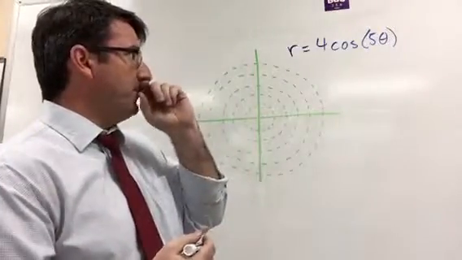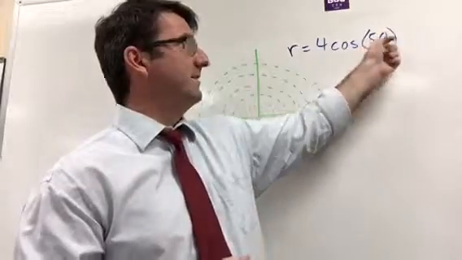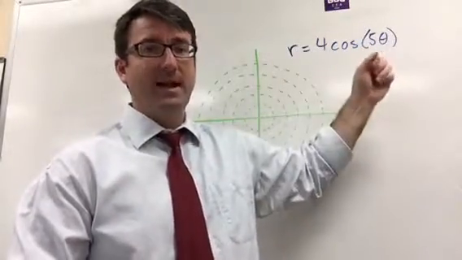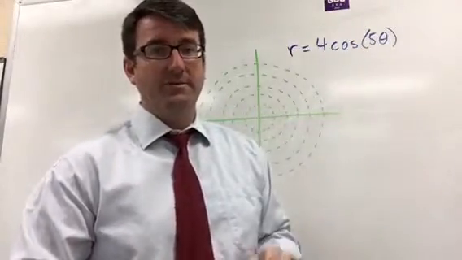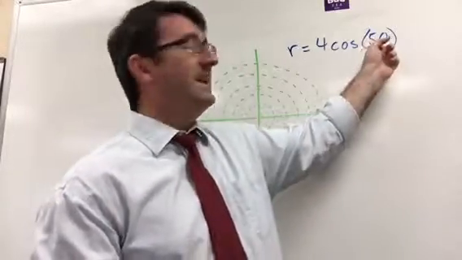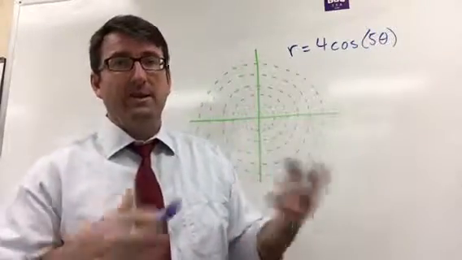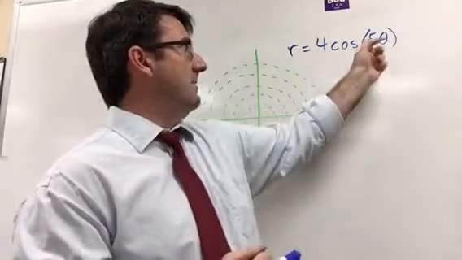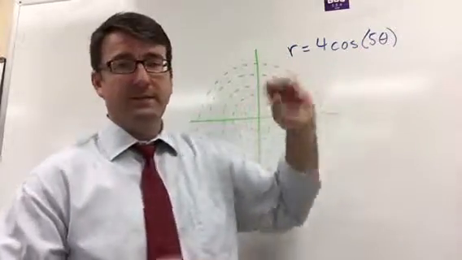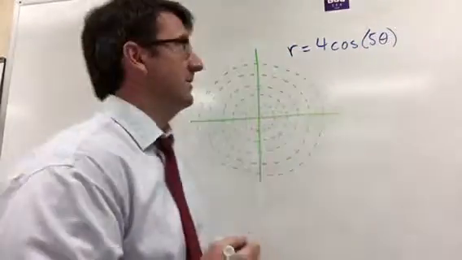All right. And this 5 here in front of the theta, that's going to tell us how many petals are going to be on this rose. Remember that if this were an even number, we'd double that number to get the number of petals. But since it's odd, it's going to be exactly 5 petals on this rose.